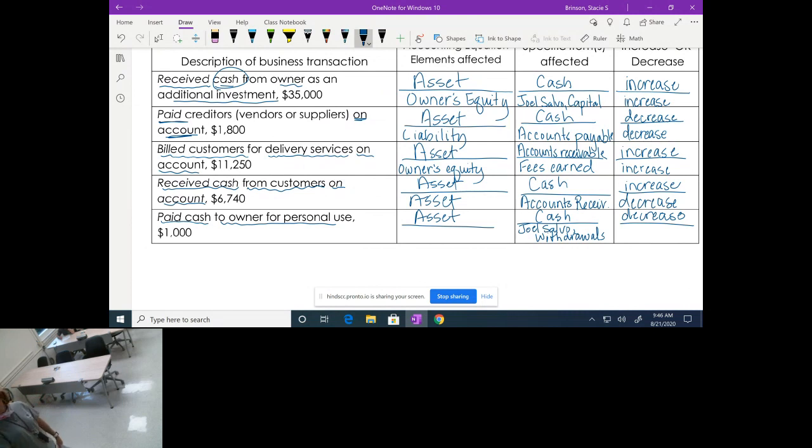Okay, so owner's withdrawals. Did the owner's withdrawals increase or decrease? The withdrawals themselves, that number, did it get bigger or smaller? It got bigger. And what about the accounting element that it affects? Owner's equity.